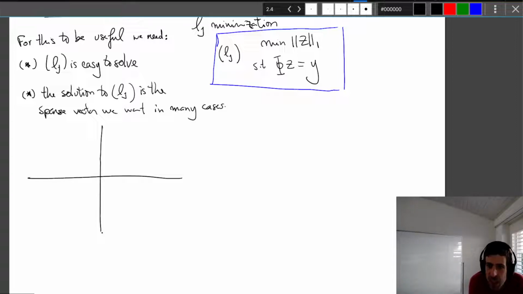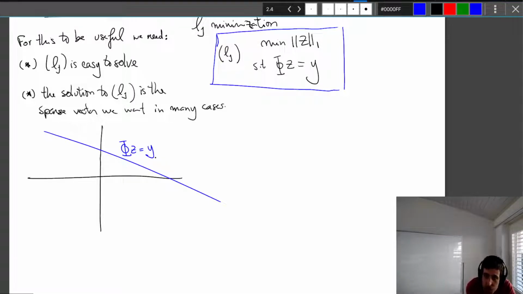It really is in higher dimensions, but it's very hard to draw in higher dimensions. So I'm sort of stuck drawing in two dimensions, but you can already kind of see it, but you have to try to imagine what would happen in higher dimensions. Okay, so the solution phi z equals y is some kind of, not a subspace, it's a subspace shifted, in some affine space.